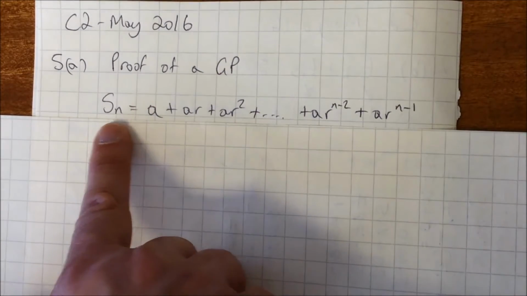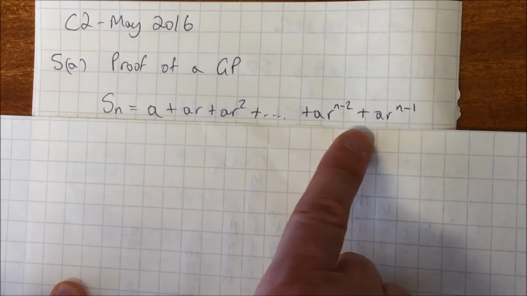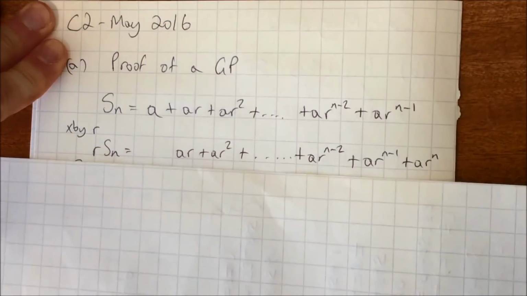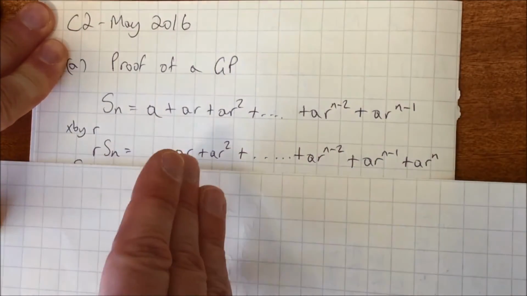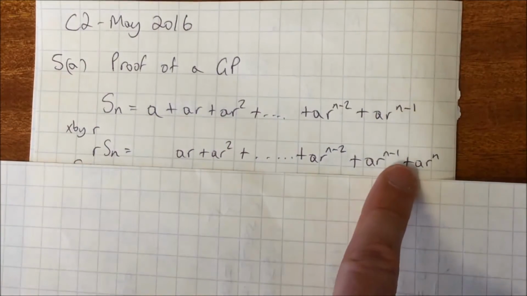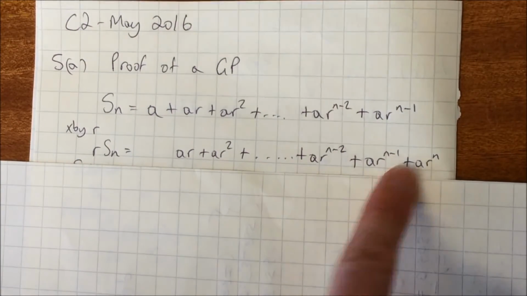This is my GP sum Sn written out all the way up to the nth term. I then multiply everything by R, which basically bumps everything one place over to the right. So everything's perfectly lined up. Right, and our last term now becomes this.